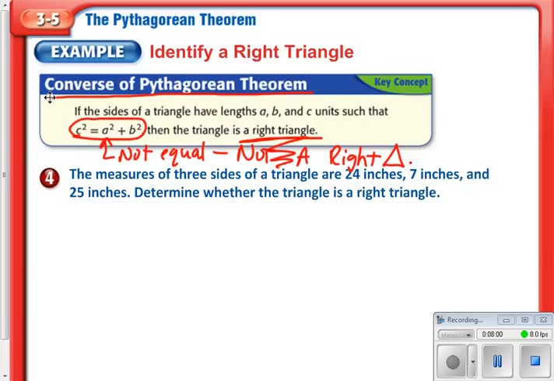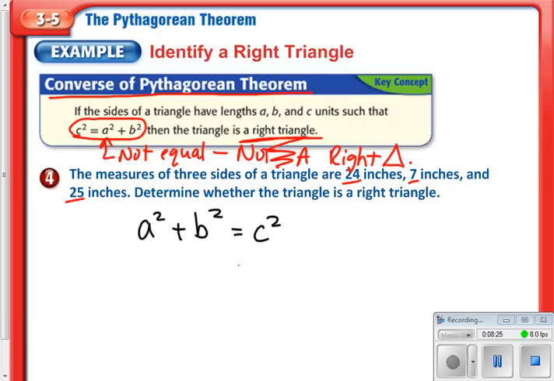So we look at our first example. It says the measures of 3 sides of a triangle are 24 inches, 7 inches, and 25 inches. Determine whether the triangle is right or not. Here's your equation: a squared plus b squared equals c squared. If that happens, it's a right triangle. Now, plug in the values that we know. Well, we have 24, 7, and 25.